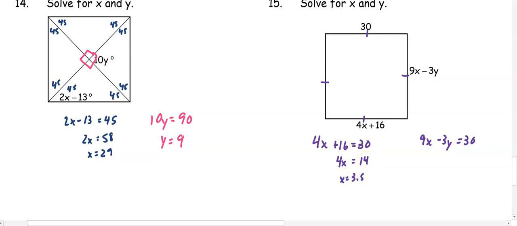Then we can substitute that in for x to get y. So we have 9 times 3.5 minus 3y equals 30. So we get 31.5 minus 3y equals 30. We can subtract 31.5 from both sides, so negative 3y equals negative 1.5. We divide, y is just 0.5.